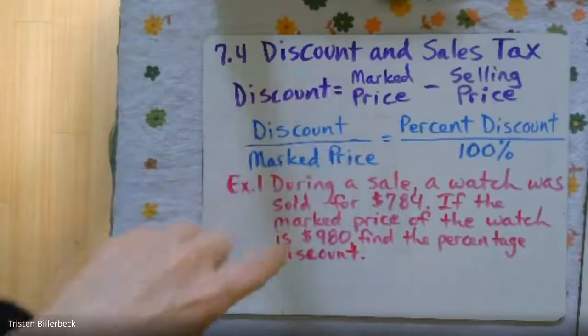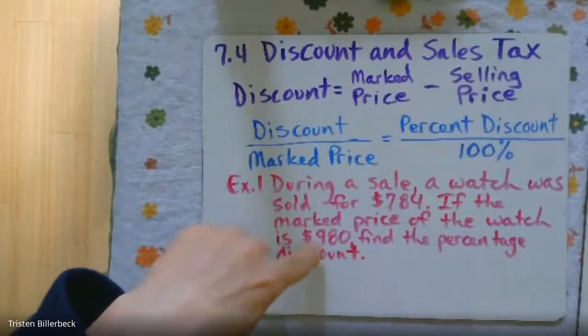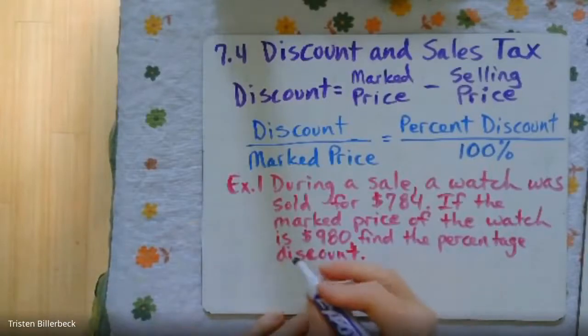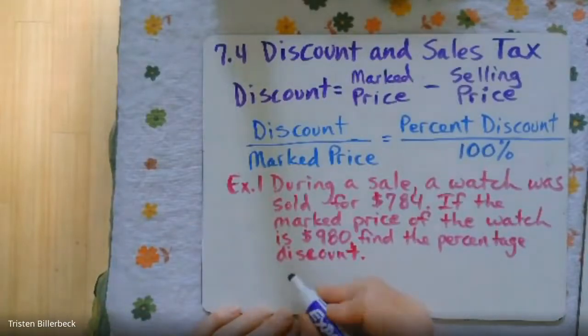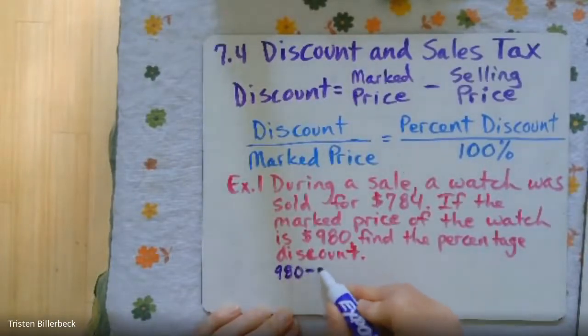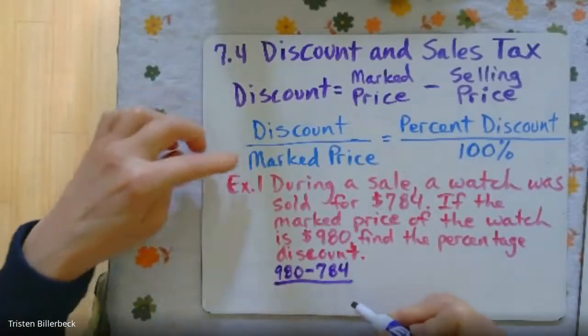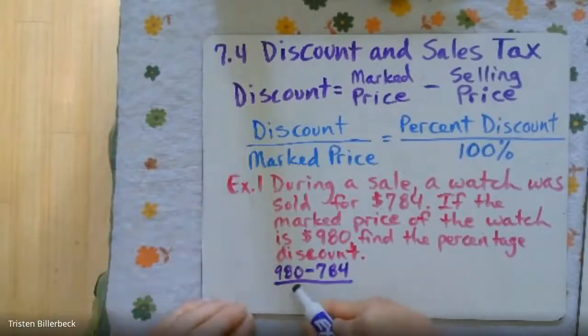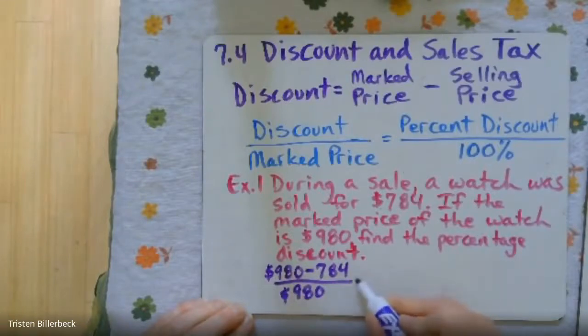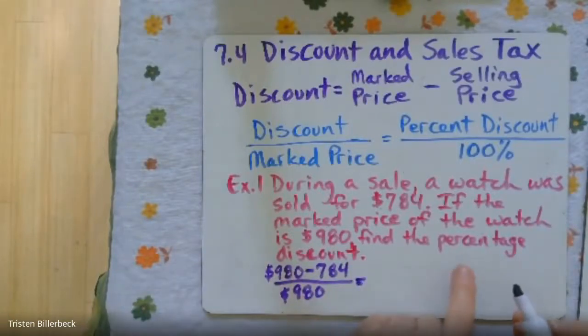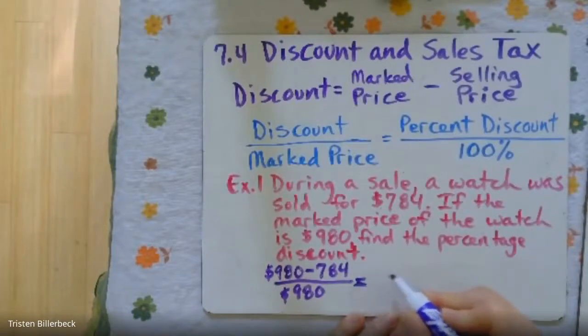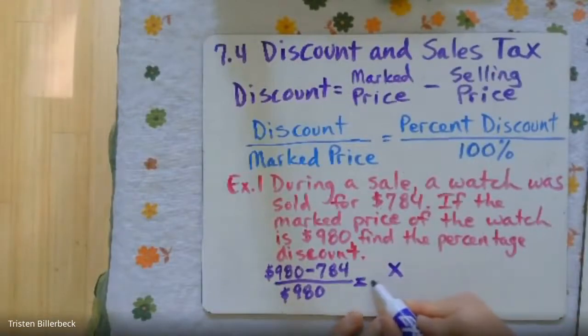Okay, so we have discount is the marked price. The marked price of the watch was $980. So we are going to put 980 minus 784 here because that's our discount. The discount over the marked price. The marked price was $980. These are dollars. And we want to find our percent discount so we can market it. Say, hey, we're on a 25% off sale or something.